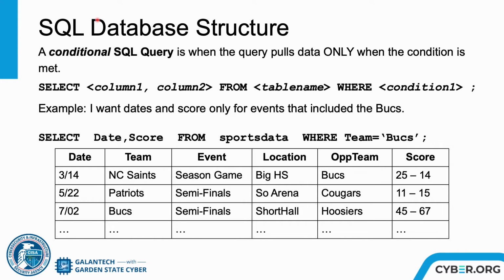So SQL database structure. A conditional SQL query is when the query pulls data only when the condition is met. So here's an example. I want dates and scores only from events that included the Bucks. If you've ever used conditional formatting in Excel, it's kind of a similar concept.